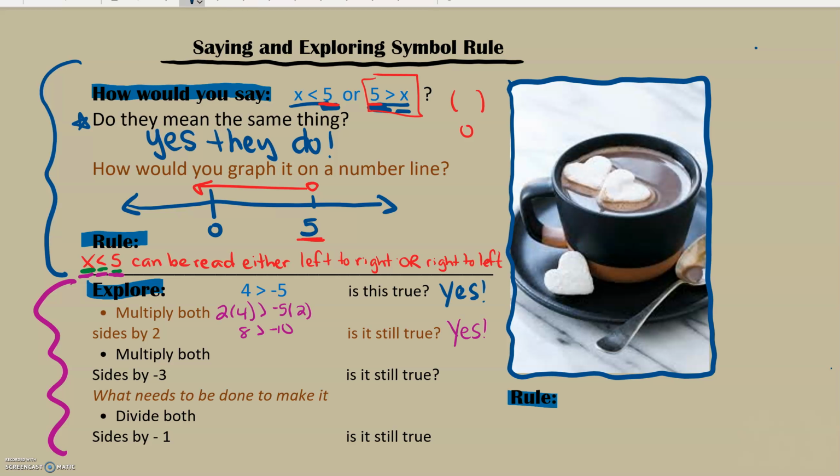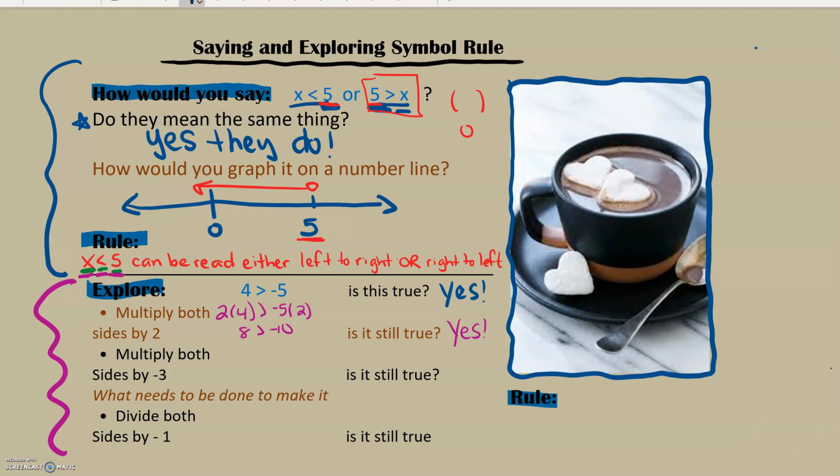Okay, first of all, 4 is absolutely greater than negative 5. So, yep, that statement is true. So now I multiplied both sides by 2. So 2 times 4, negative 5 times 2. That leaves us with 8 is greater than negative 10. And is that still true? Yes, absolutely. 8 is still greater than negative 10 on a number line.